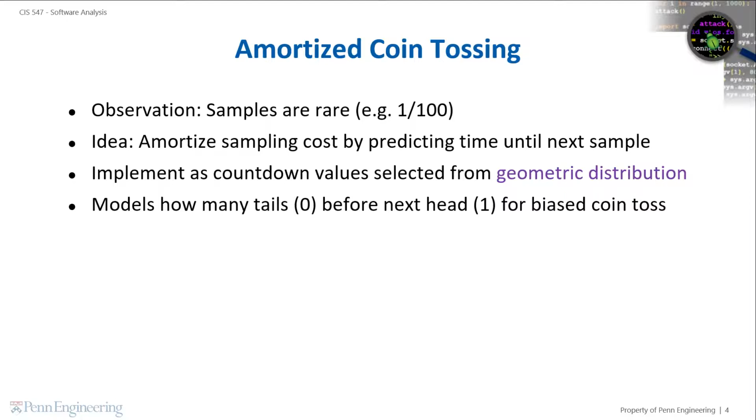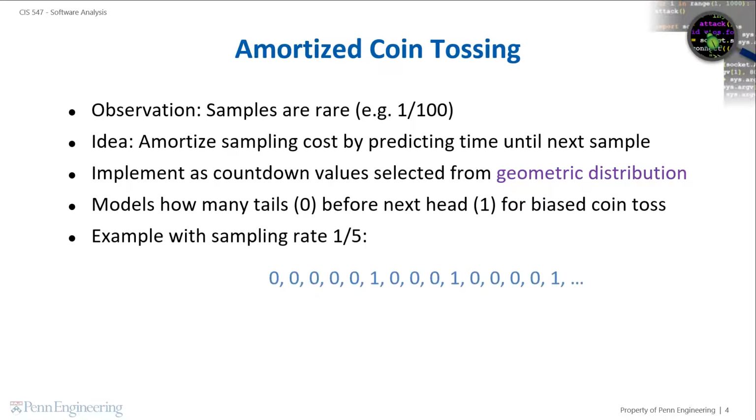This distribution of runs of tails is close enough to the distribution we'd observe if we had instead flipped a coin with a 1% chance of heads many times in a row. This gives us a way of knowing ahead of time how many sites we will need to skip before making our next sample.